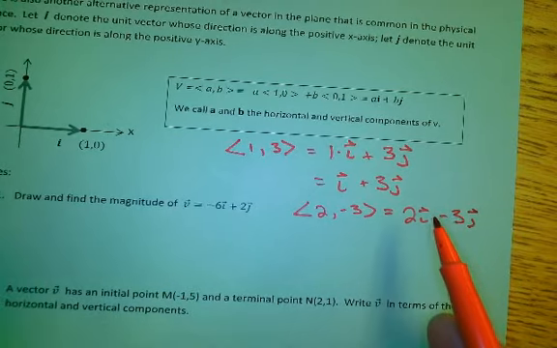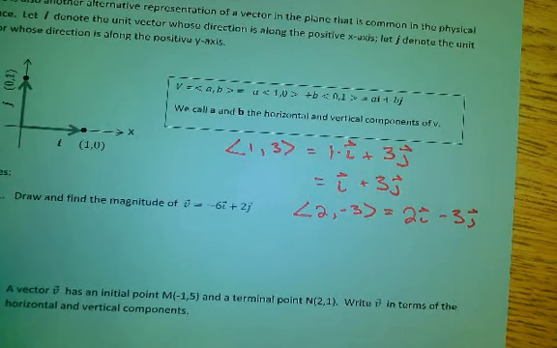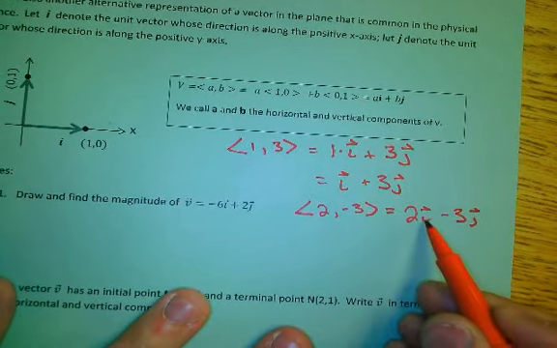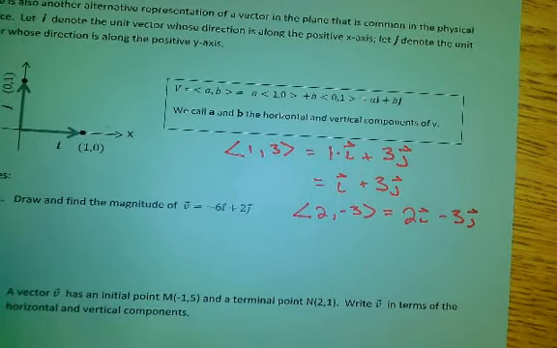If you notice, I put little arrows over i and j because they are vectors. It's actually the unit vector. This is the unit vector to the right. What's a unit vector? We'll learn that in a little bit.